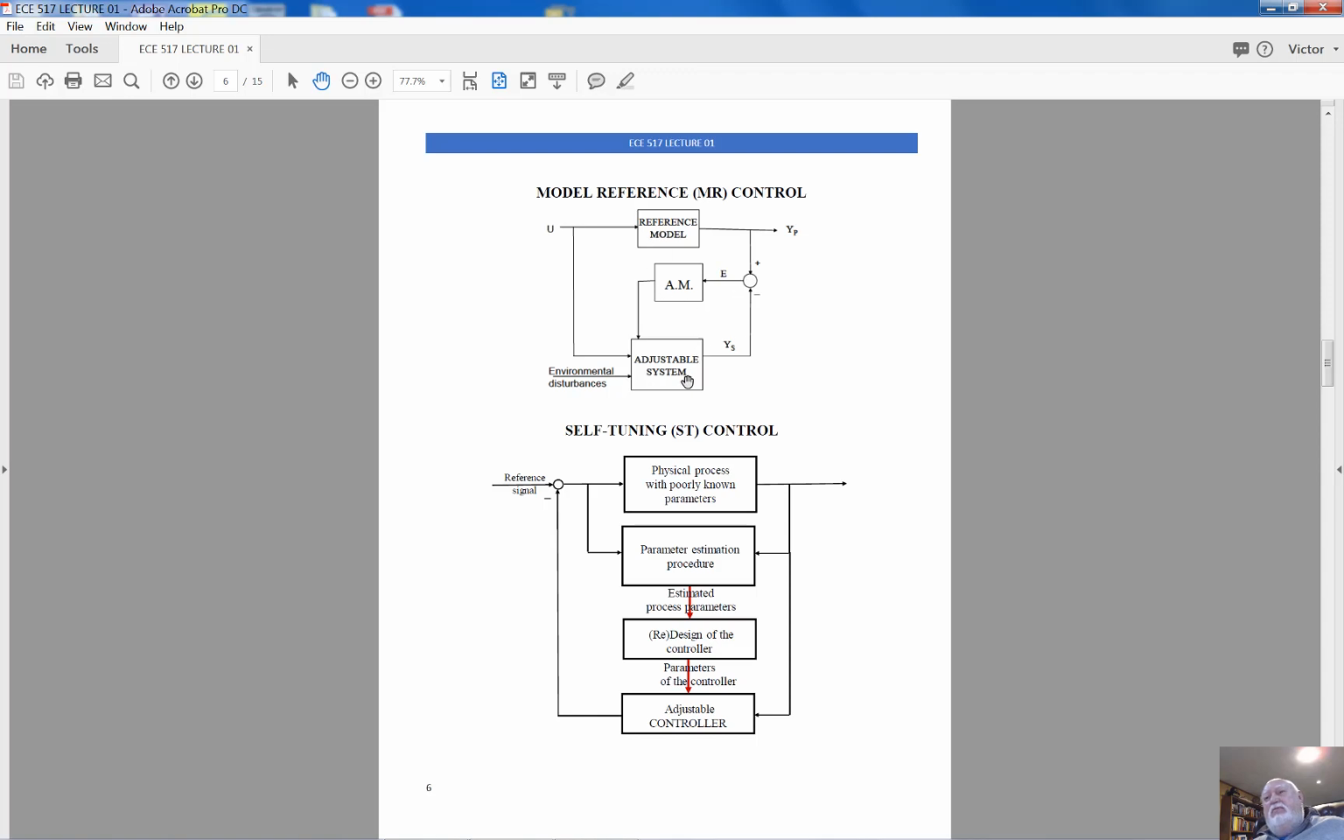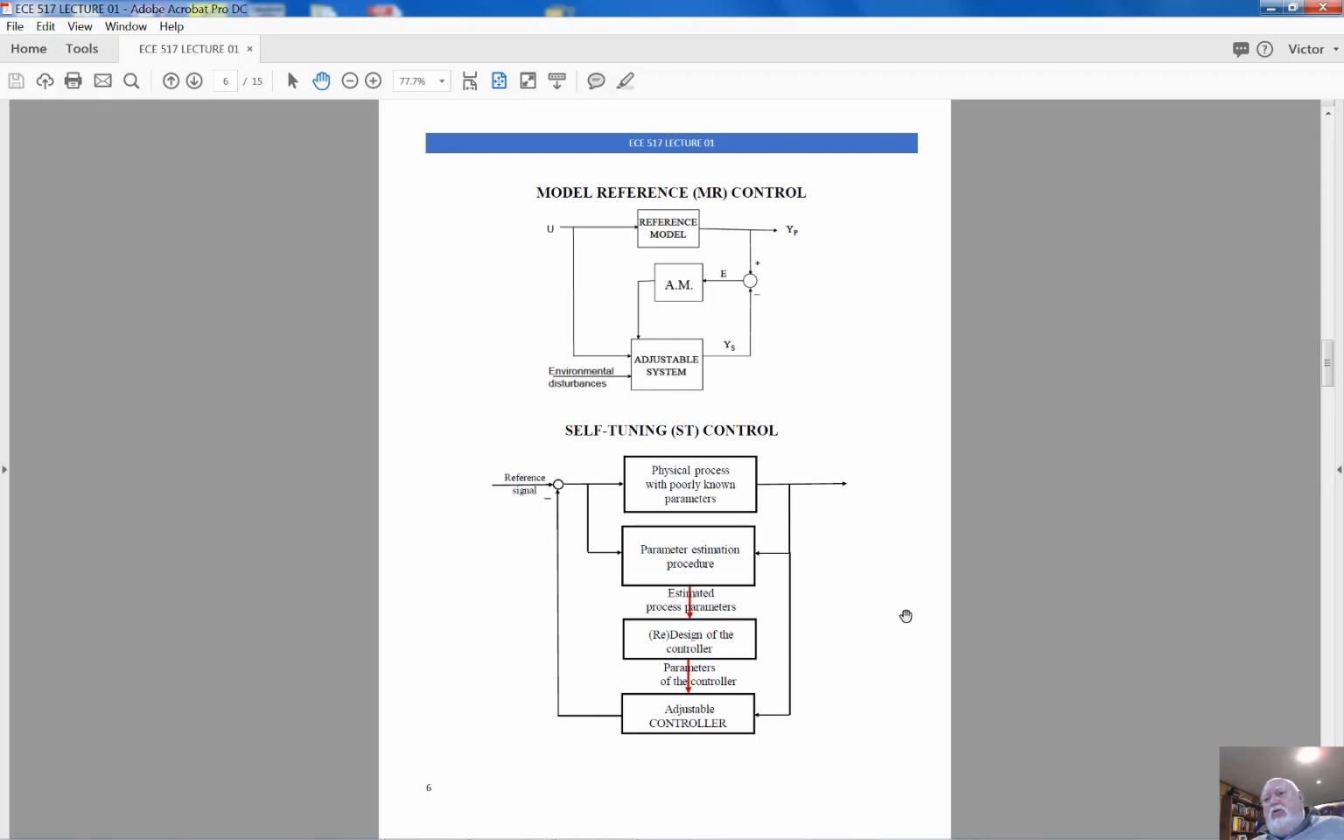of reference model and adjustable system, and then we build a special adaptation mechanism. Adaptation mechanism is quite complex. The purpose of adaptation mechanism is to provide special effect on the adjustable system, such effect that would result in the reduction of this error. And I guess adjustable system could be affected by environmental disturbances, but it's a little bit different story.